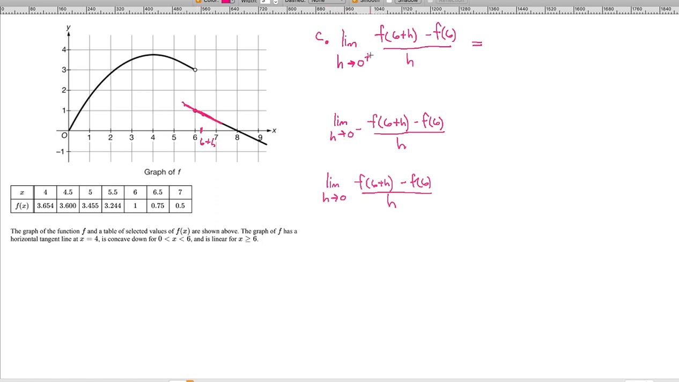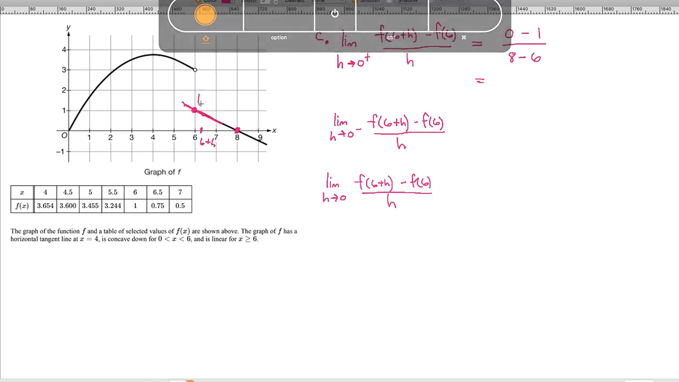If h is greater than 0, then 6 plus h is to the right of 6. So I'd be coming from this direction, and I would want to find the slope of this line. So it's y2, which is 0, right? I'm using this point and this point, minus y1, which is 1, over x2, which is 8, over 6 minus 6 x2, because that's the 6, right?